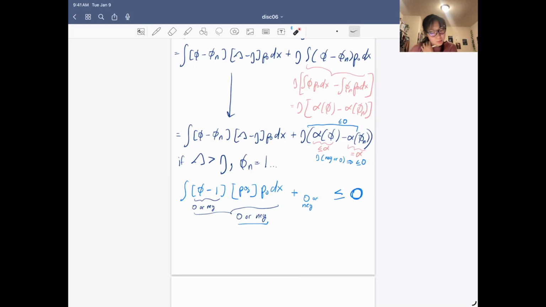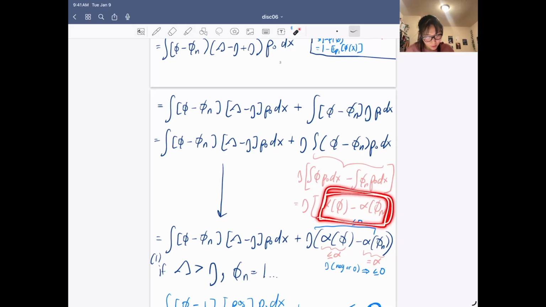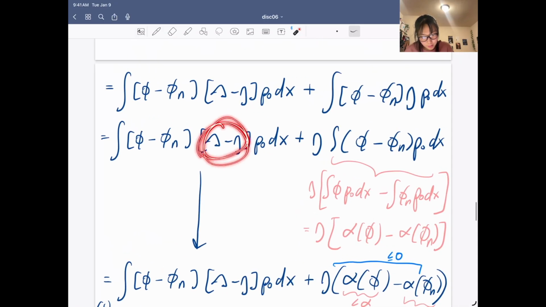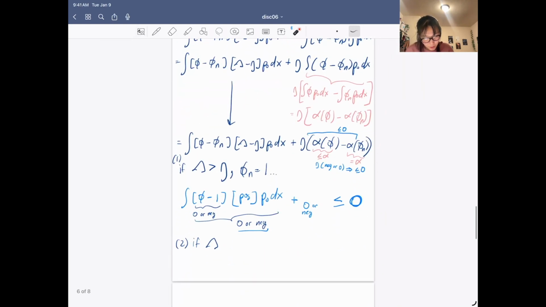So that's one case complete, and that's case 1. Case 2 is if our lambda in our integral... we know for a fact that this term is going to be less than or equal to 0 because of the alphas here. And so we just need to show that this term is also going to be less than or equal to 0. And we have information about lambda in respect to ida.